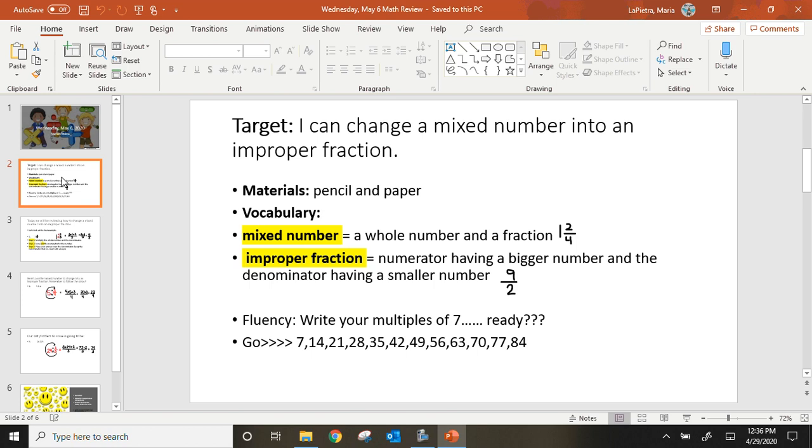Okay, today our fluency is going to be multiples of 7. Are you ready? A good way to learn these so they stick in your head is to recite them out loud. You can jump around, do jumping jacks, say them while you're taking a walk, or write them and say them at the same time. So here we go.